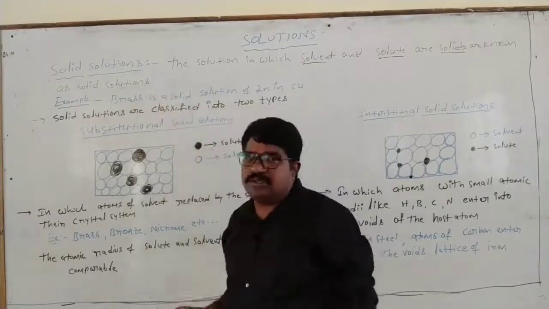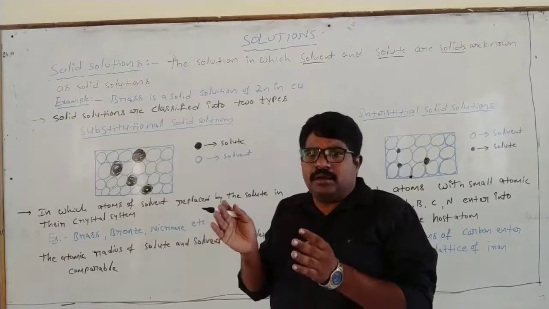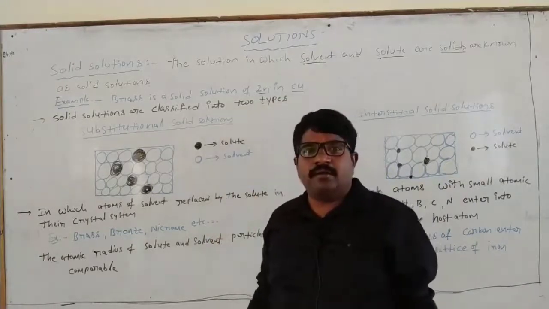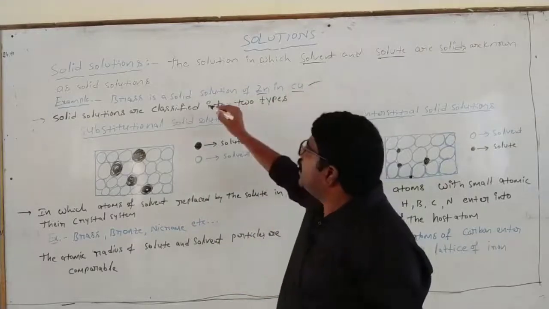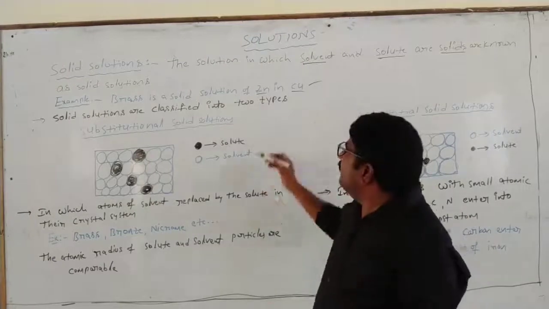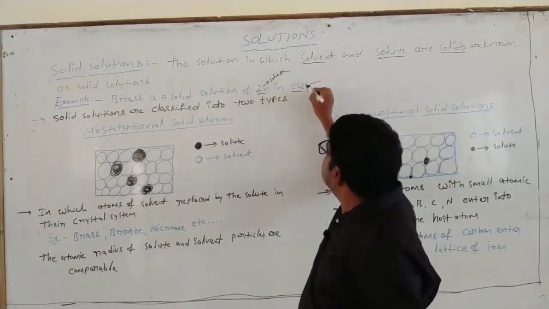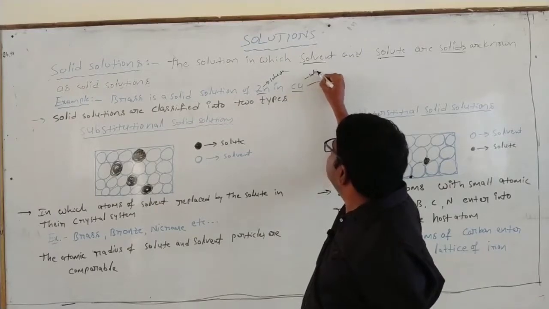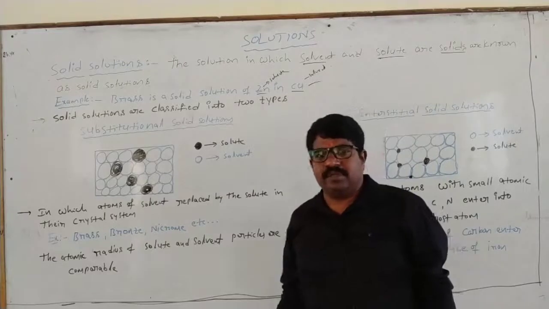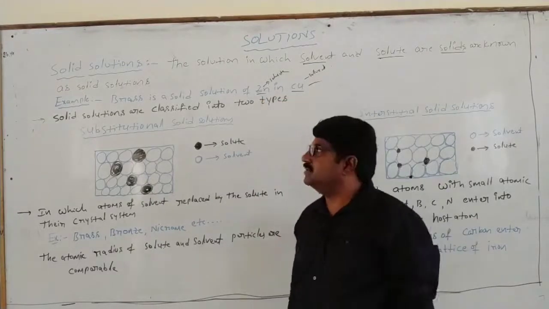Brass is one type of alloy that contains zinc and copper. So brass is an example of a solid solution in which zinc is the solute whereas copper is the solvent, but both are metals, meaning solids, right? That is why brass is an example of a solid solution.